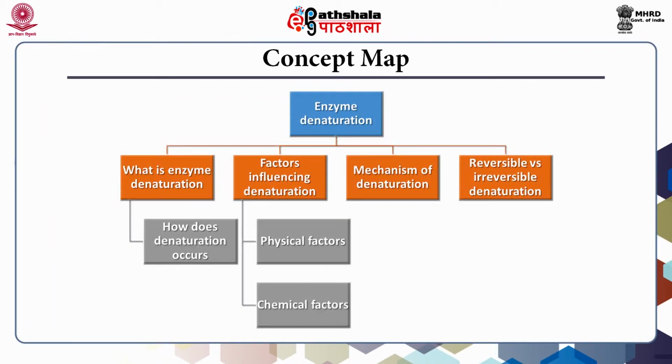This slide shows the concept map that will be followed in this lecture. First, we will see what is denaturation, how denaturation occurs, the various physical and chemical factors that influence denaturation, mechanisms of denaturation, and reversible versus irreversible denaturation.